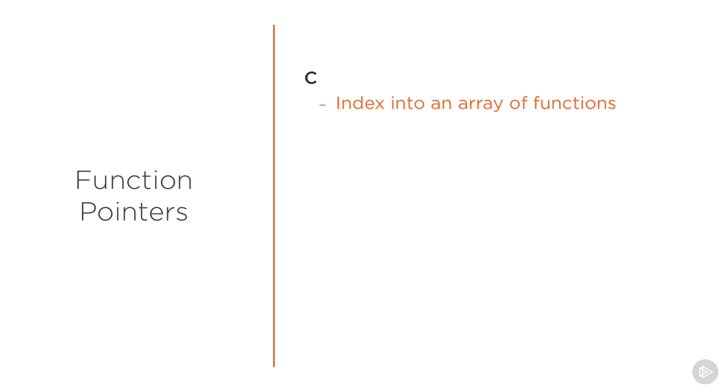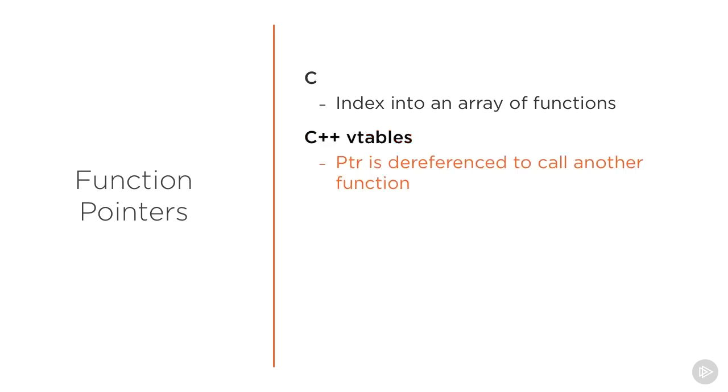So maybe we build a dynamic function pointer based off some base value or whatever. In C++, we see function pointers all the time in relation to vtables. So you have some pointer and it dereferences itself in some way to call other code. And if we could overwrite that, really bad things could happen, right?